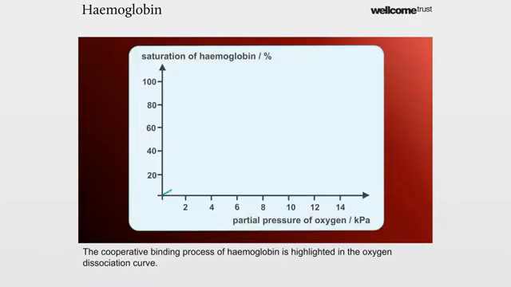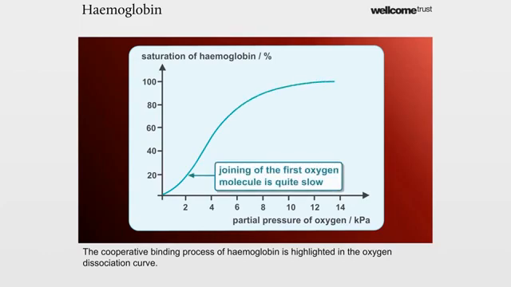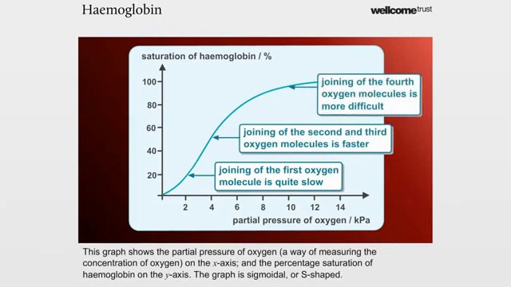The cooperative binding process of hemoglobin is highlighted in the oxygen dissociation curve. This graph shows the partial pressure of oxygen, a way of measuring the concentration of oxygen, on the x-axis, and the percentage saturation of hemoglobin on the y-axis. The graph is sigmoidal, or S-shaped.